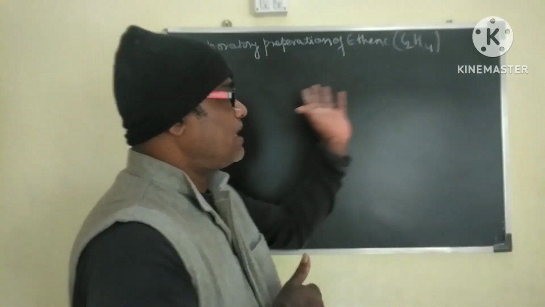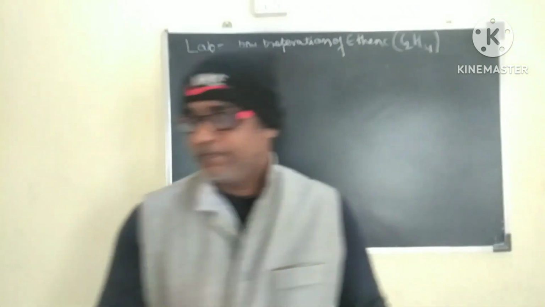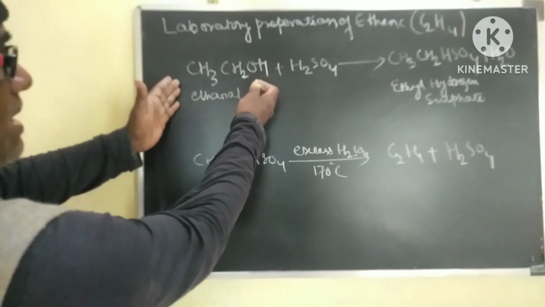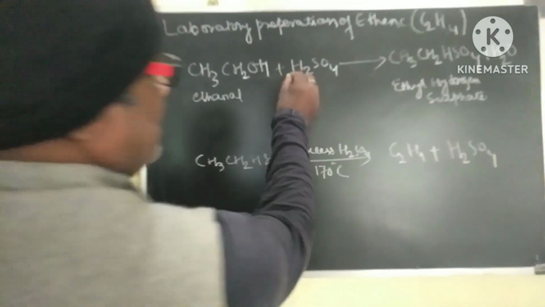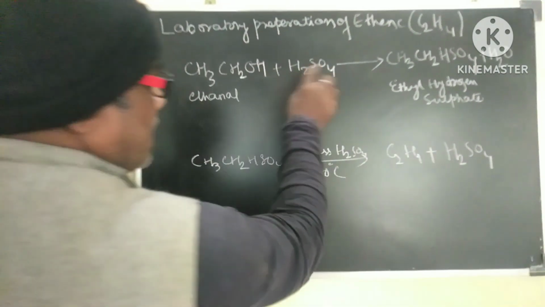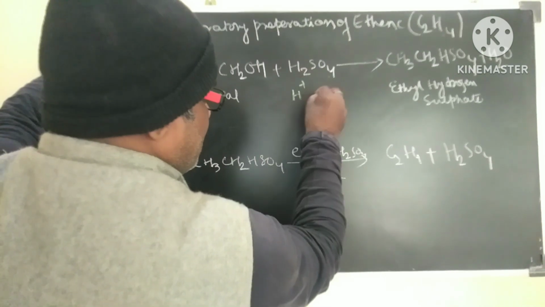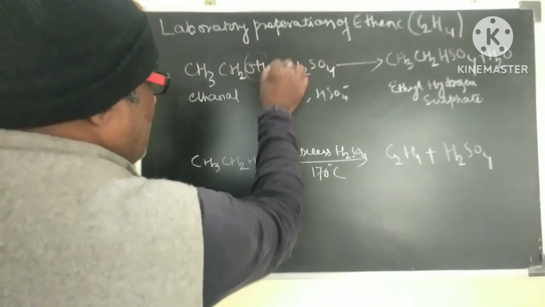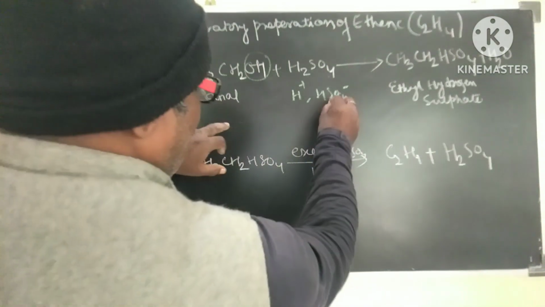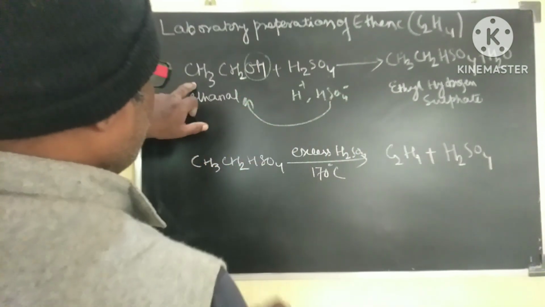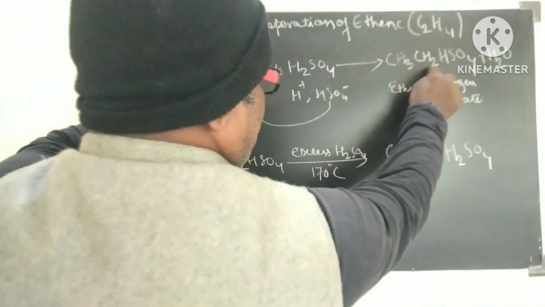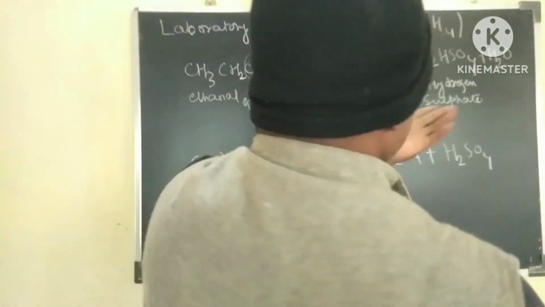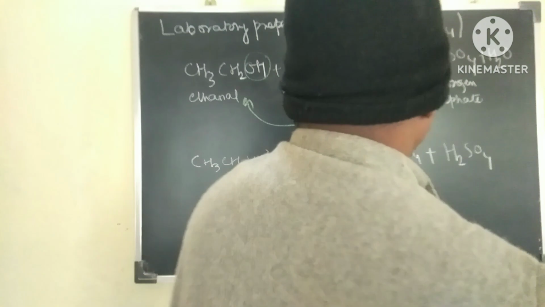So be aware of the questions properly. I will show you how to write the complete equation. We try to understand the mechanism. See here we have ethyl alcohol, that is ethanol, when it is reacted with H2SO4. H2SO4 means it is H plus and HSO4 minus, and this part gets replaced with this. So finally what we get is CH3CH2HSO4 plus HOH, that means H2O. This is ethyl hydrogen sulfate.